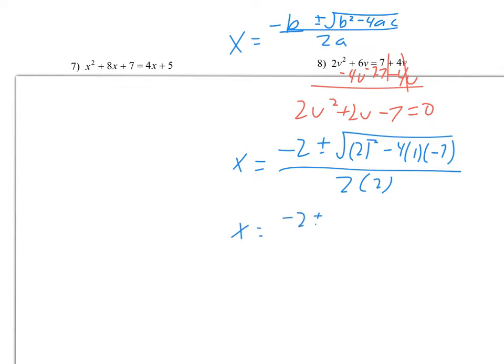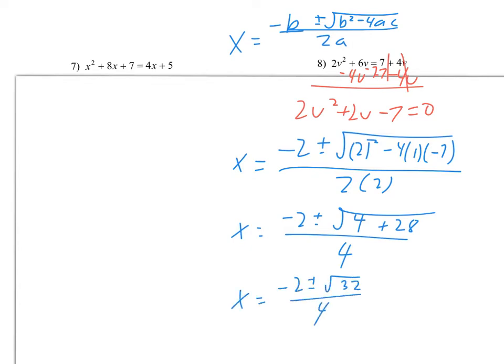So we get negative 2 plus or minus the square root of, this will be 4, and then negative 4 times 1 is negative 4 times negative 7 is plus 28, all over 4. So this will be negative 2 plus or minus the square root of 32 all over 4. I'm not allowed to reduce yet. I need to break down this 32. So I can do that as 8 and 4, which will be 4 and 2, 2, 2.